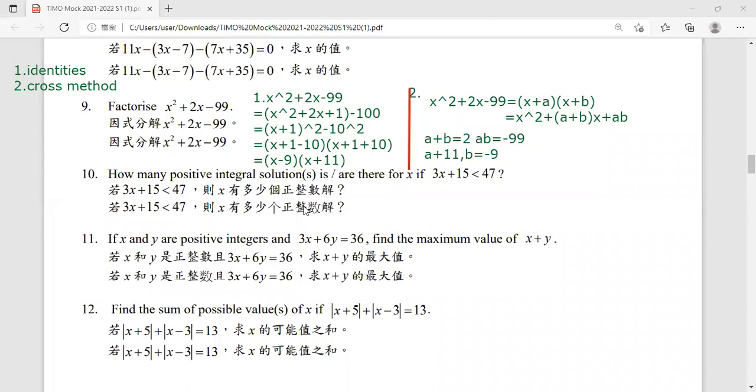Question 10. Now, 3x plus 50 is more than 47. How many solutions are there? It's just simple. You just move all the things to the right hand side. So 3x is more than 32, and x is more than... Of course, you need something positive. So the number will be 1 to 10. Okay, so the answer is 10. Nothing special.